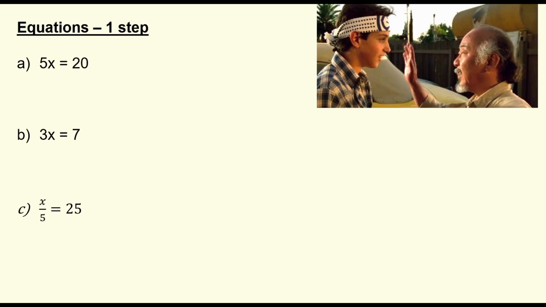So case in point, 5x equals 20. So 5 times a mystery number is 20. Well, you know your times tables. You know that 5 times 4 is 20. So I can just say x equals 4, move on to the next one. No. Wax on, wax off, we're going to do the steps.